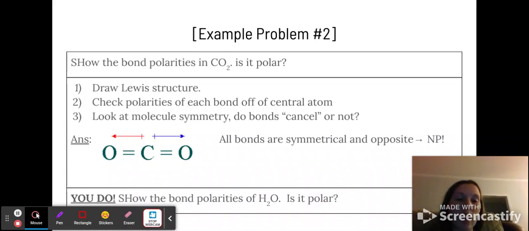So now I want you to try it with water. Remember, draw out the Lewis structure. Do not forget lone pairs if they are there, because lone pairs affect symmetry. So remember that.